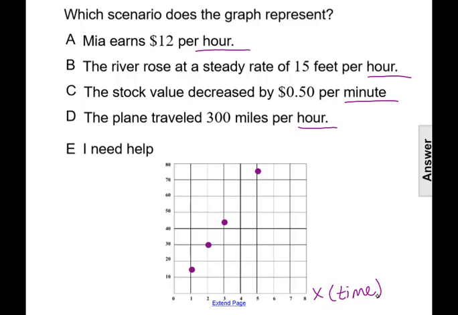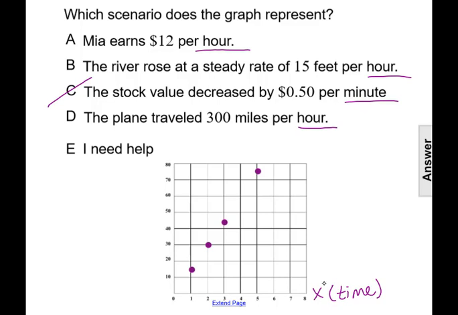So that's going to eliminate the possibility of choice C, because that is saying the stock value, that dependent variable, the y-axis, would be decreasing, and we know it should be increasing. So now we have either the independent variable being hours, and then Mia is earning $12 per hour. So let's take a look at that scenario.